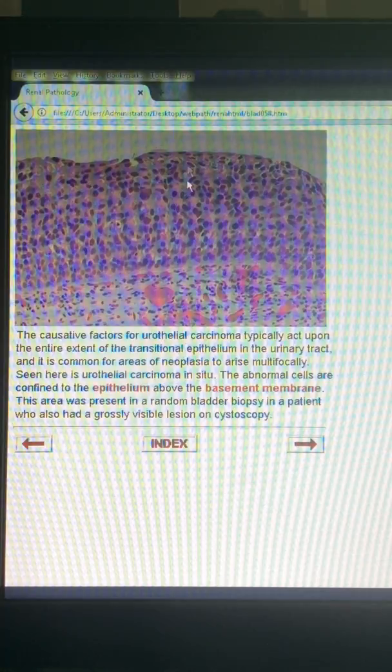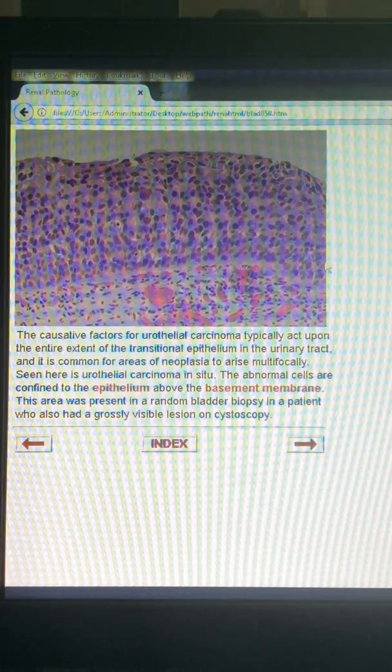Again, the same picture. The full thickness of the urothelium is dysplastic. These cells are larger than the others. There is no perpendicular alignment of the cells into the basement membrane. This is the basement membrane. All the cells are hyperchromatic. So all these are affected.